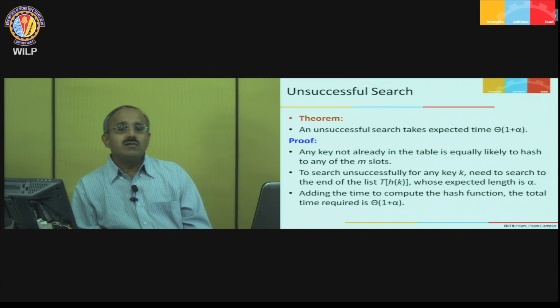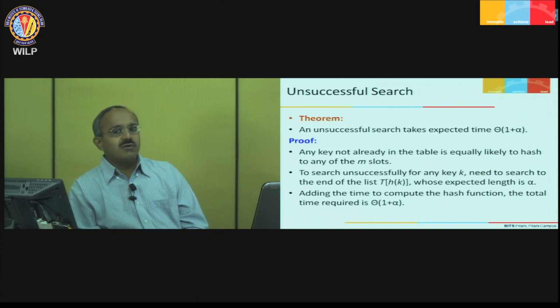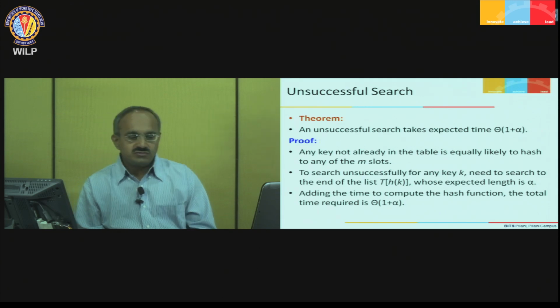The proof is simple: any key which is not already in the table is equally likely to hash to any one of the m slots. That is the assumption on which we are working, which is simple uniform hashing. To search unsuccessfully for any key k, we need to search to the end of the list whose expected length is alpha. Adding the time to compute the hash function, which is constant, the actual time required is theta of 1 plus alpha. So, it is a simple result that unsuccessful search takes expected time theta of 1 plus alpha.